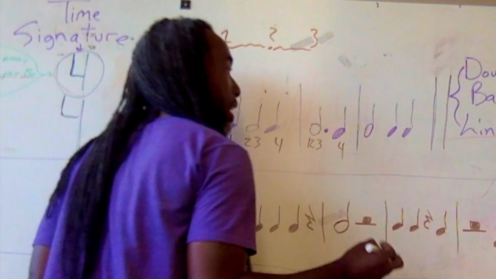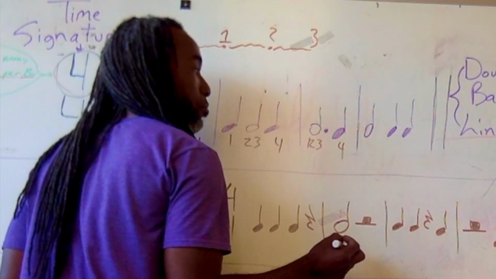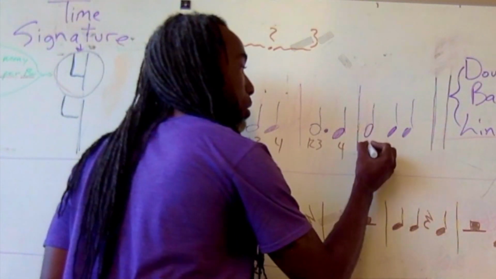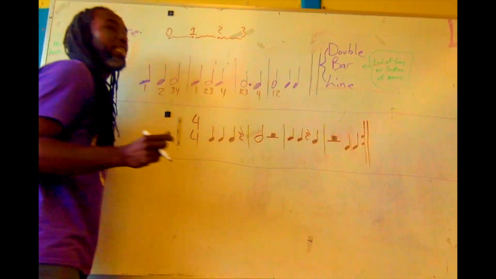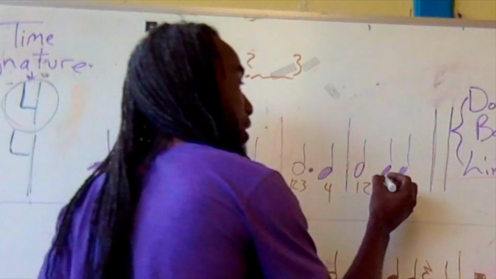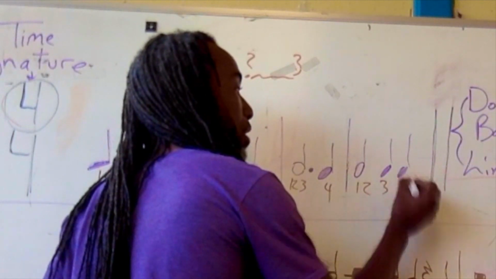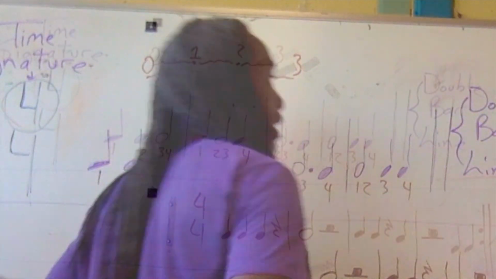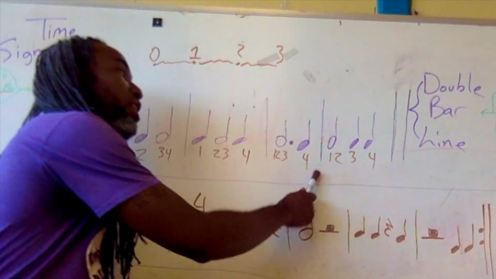What would I write under this half note? Nope. You start over. One, two. Because it gets two beats, you write two numbers. What are the next? Three. What would I write into this one? Four. Very good.